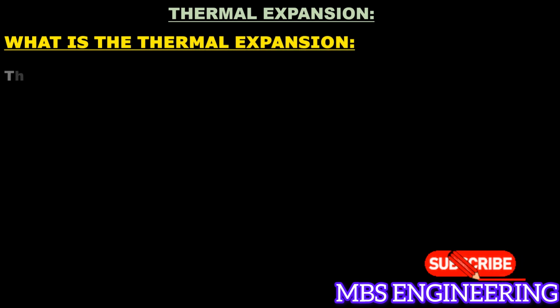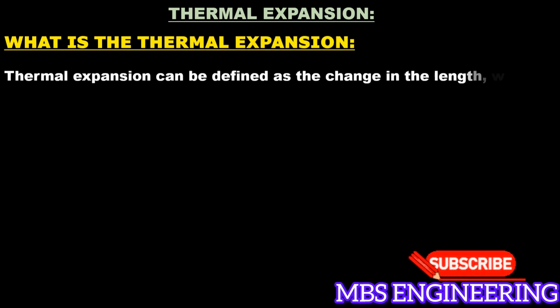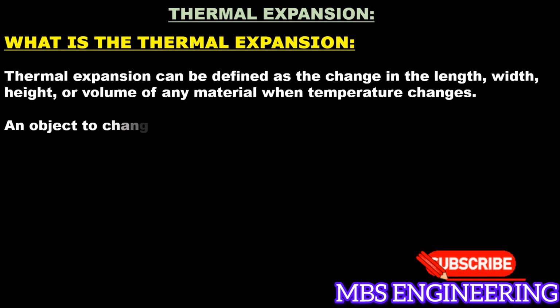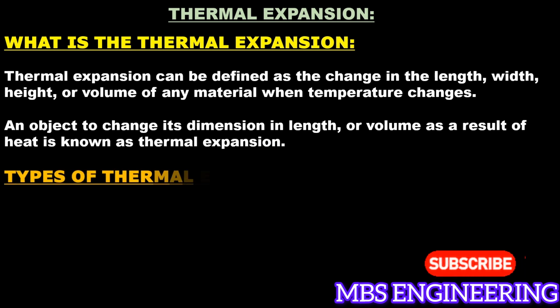Next, we will discuss the thermal expansion. Next, we will understand and discuss what thermal expansion is. Thermal expansion can be defined as the change in the length, width, height, or volume of any material when temperature changes. An object that changes its dimension in length or volume as a result of heat is known as thermal expansion. Next, we will understand and learn the types of thermal expansion.